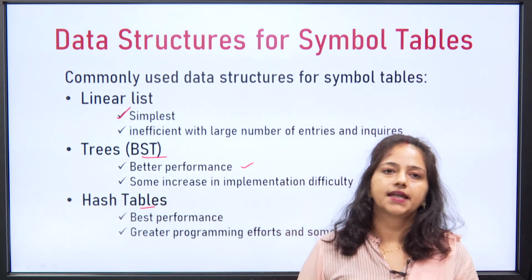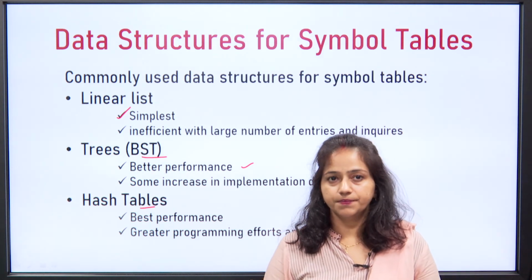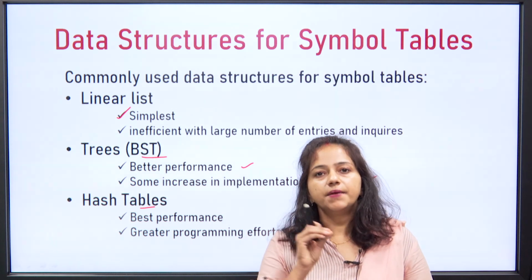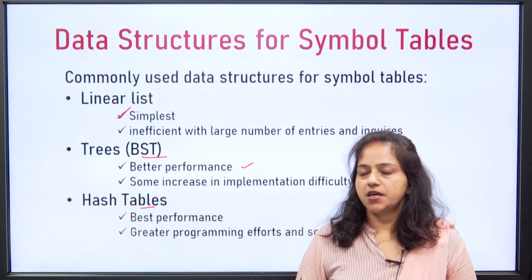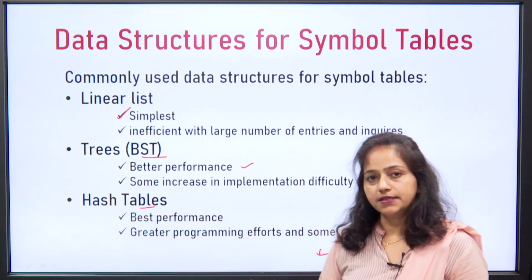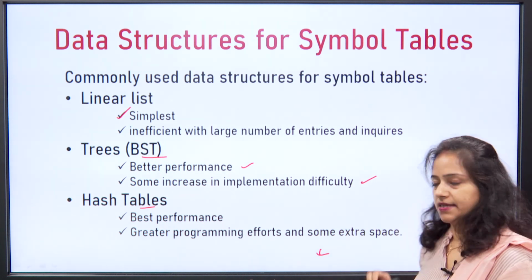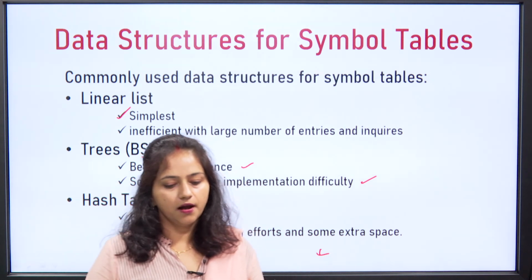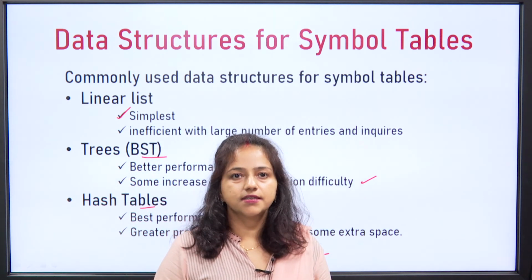because in hash table type of representation, a hash value is calculated for the names, and with respect to that hash value, the element is searched in that particular list only. So, in hash table it shows the best performance, and greater programming efforts and some extra space may be required, but it decreases the time.